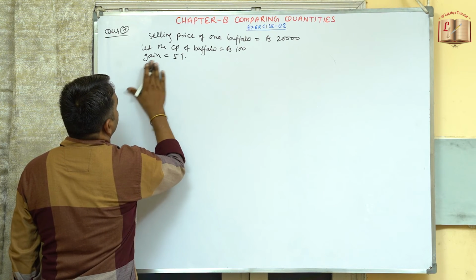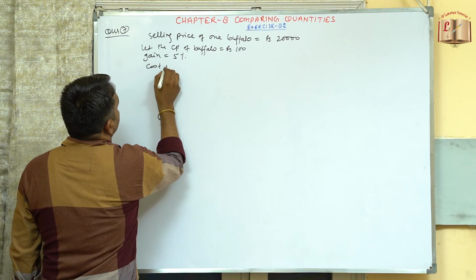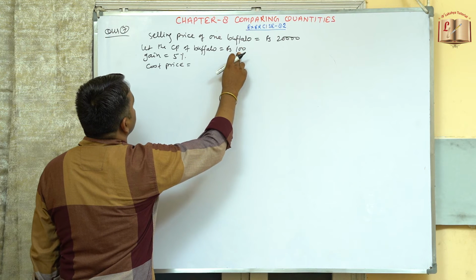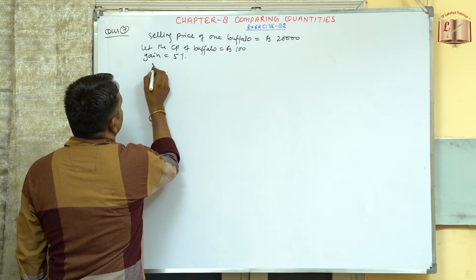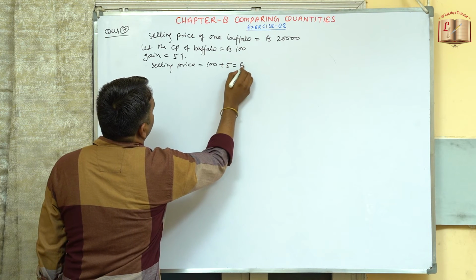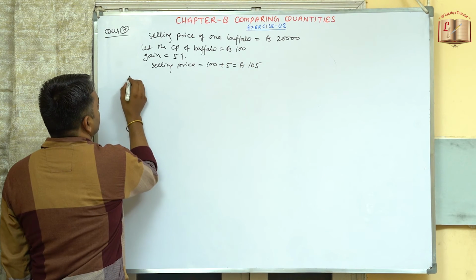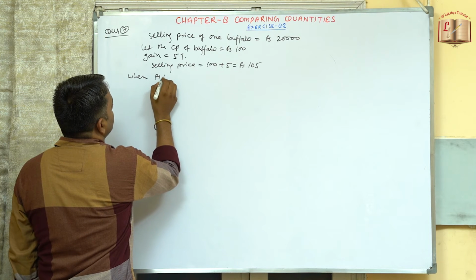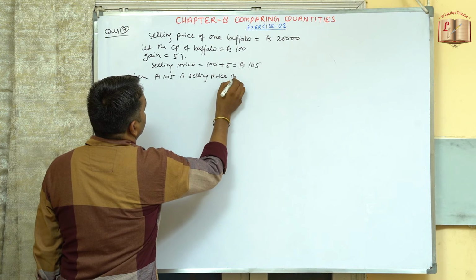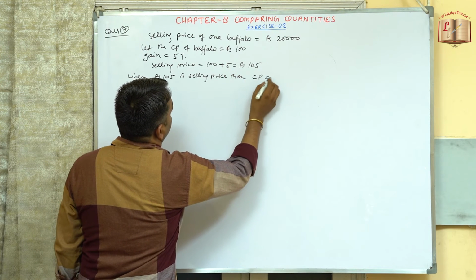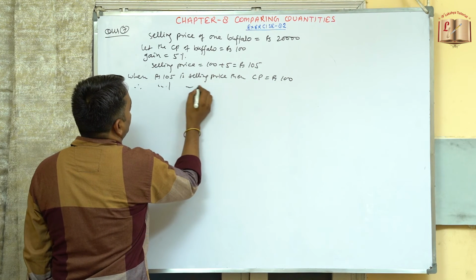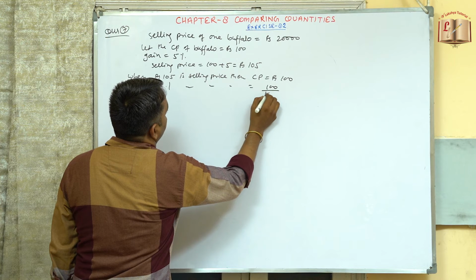So now we can find out the cost price. Here we have taken the cost price, and the selling price will be equals to now 100 plus 5. So this will be rupees 105. So when rupees 105 is the selling price, then cost price will be equals to rupees 100. So when the selling price is 1 rupee, then cost price will be 100 divided by 105.